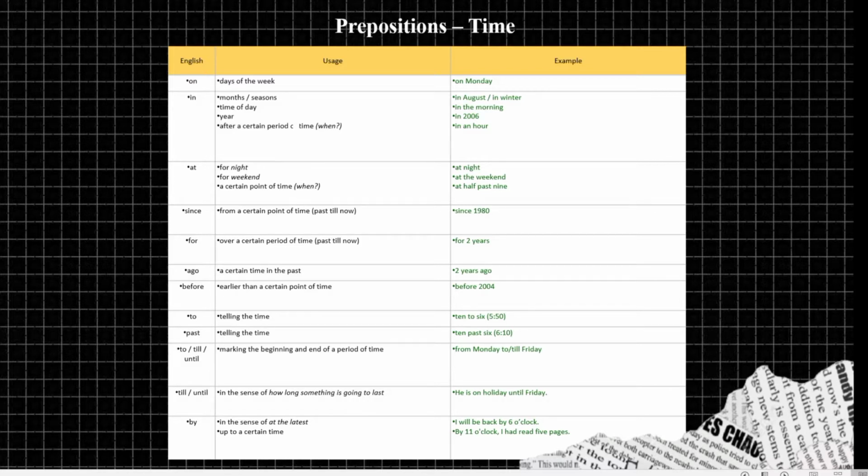Till or until, in the sense of how long something is going to last. Example, he is on holiday until Friday. By, usage in the sense of at the latest, up to a certain time. Example, I will be back by 6 o'clock. By 11 o'clock, I had read 5 pages.